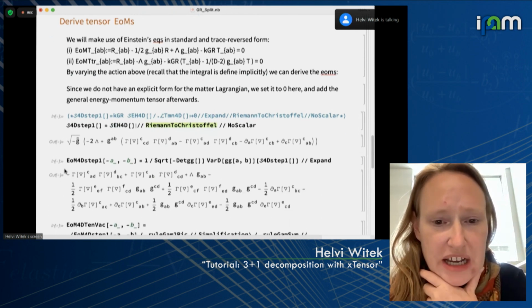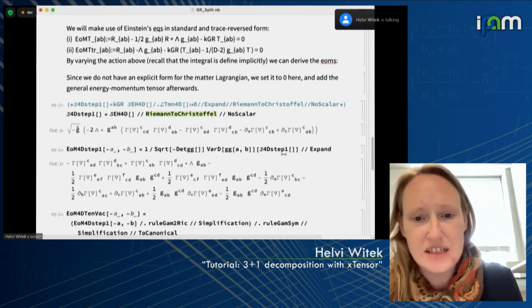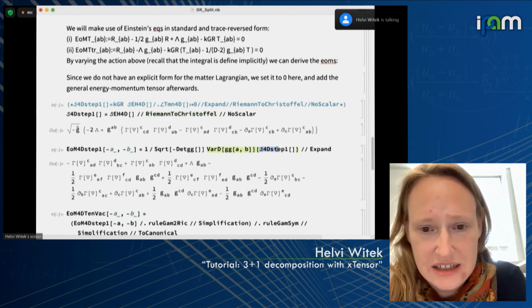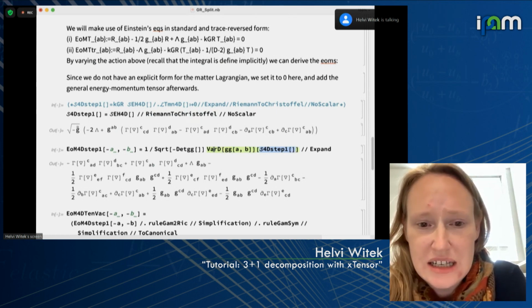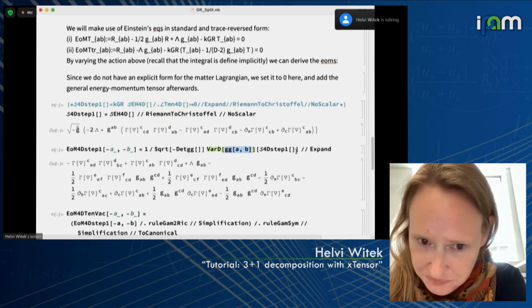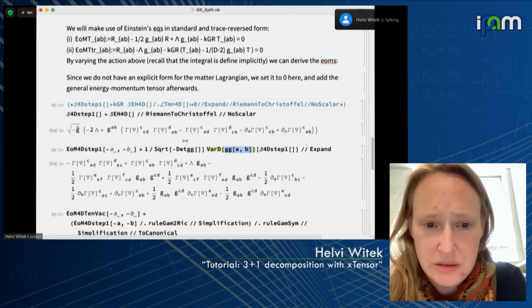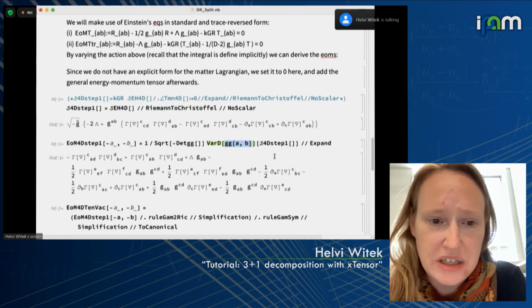And now I can actually go ahead and perform the variation. So again, let's go from the inside to the outside. So we have on the right-hand side here our action written out in terms of Christoffel symbols. And now I can say vary. So the command to do this is var_d. So vary with respect to my metric GAB this action here. So this is a core command. And then I'm just dividing by the square root of minus the determinant of the metric and expand to simplify a little bit. So this is a next step here.